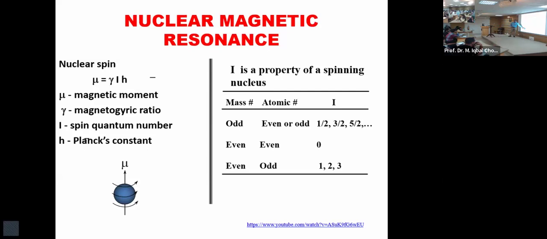Now, every odd mass or odd number nucleus would theoretically have an axial spin, right? And this spin is called magnetic moment, because these are now behaving like small tiny magnets. And this is what you need for NMR spectroscopy. Everything will depend on nuclear spin. And the property which eventually comes out of it is called the spin quantum number, which we will discuss.